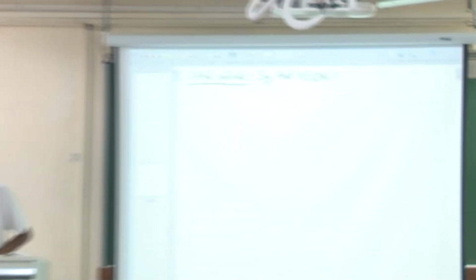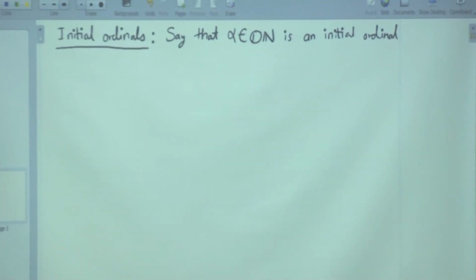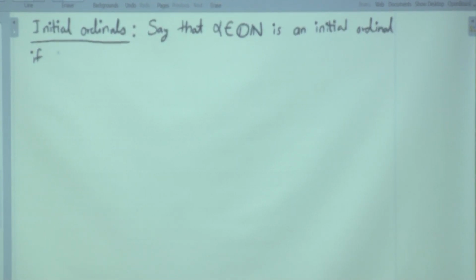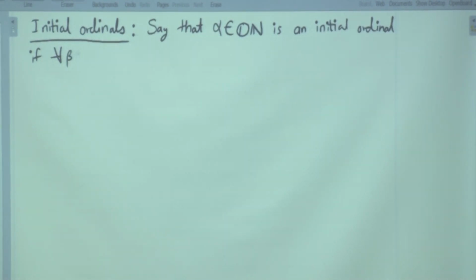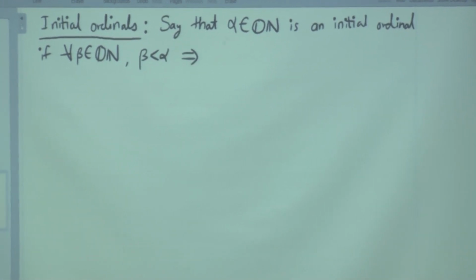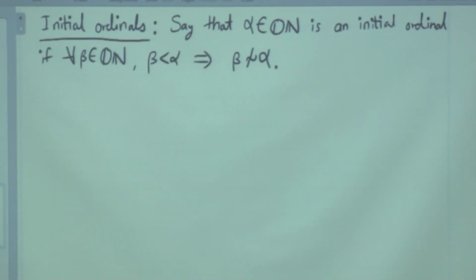So say that alpha in On is an initial ordinal if for all beta in On, beta less than alpha implies that beta is not equinumerous with alpha.